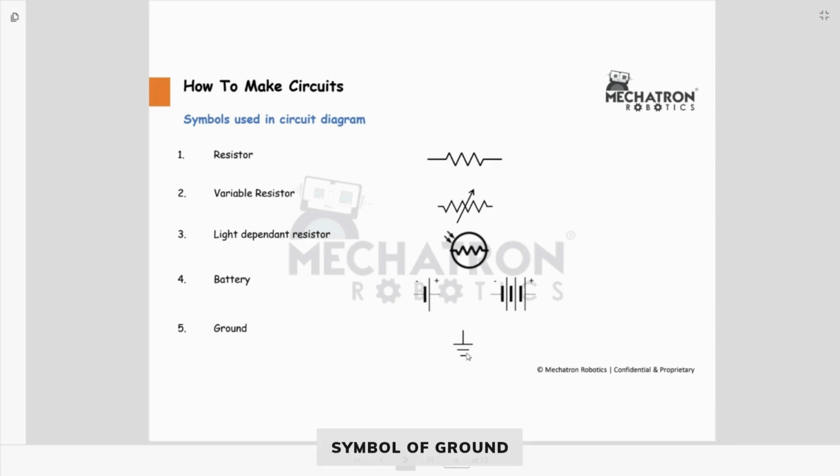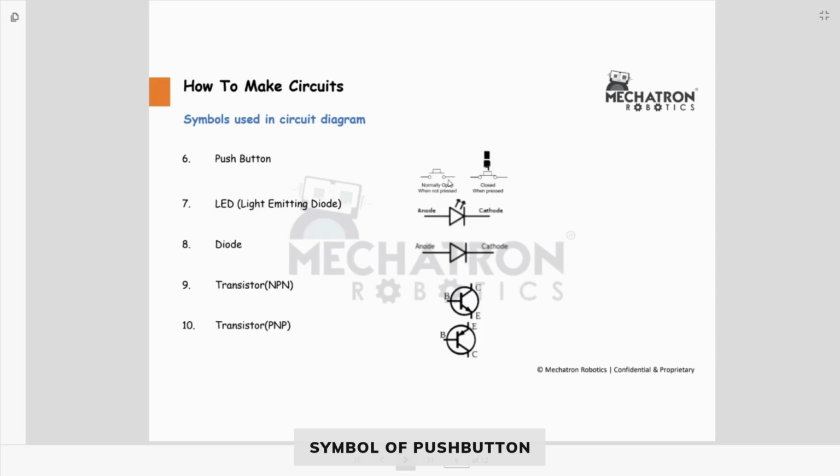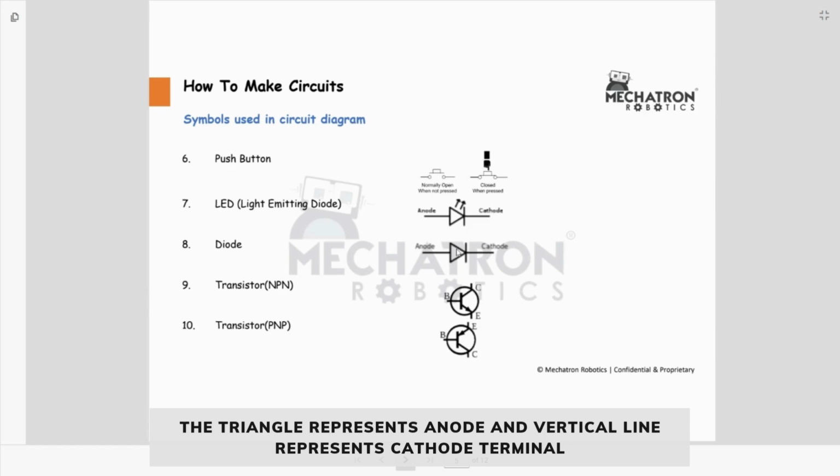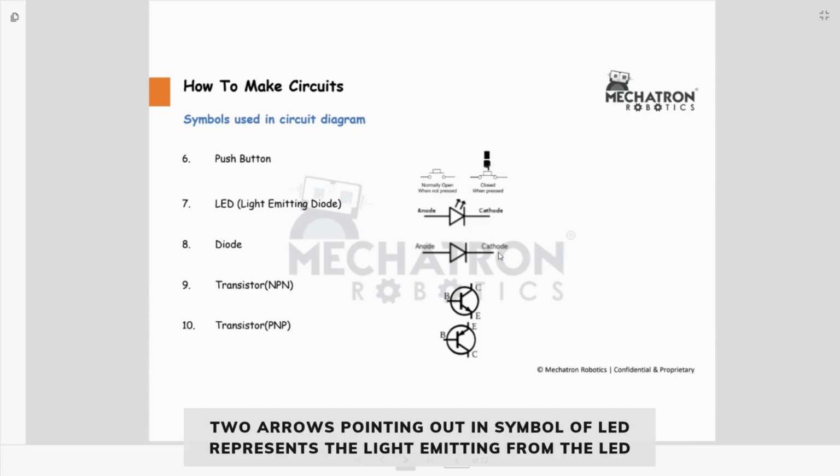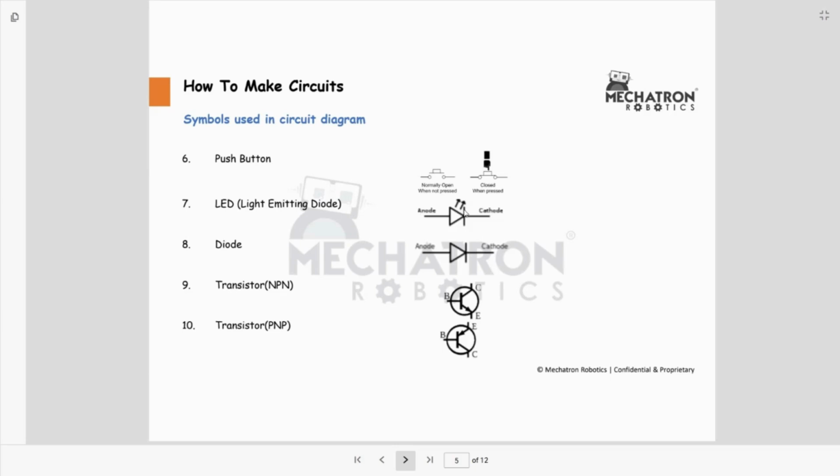Then this is the symbol of a ground. Next, this is the symbol of a push button. This is the symbol of an LED. The third one is the symbol of a diode. If you compare the symbols of the diode and LED, these two symbols are again a bit similar to each other, where this triangle represents the anode and this vertical line represents the cathode terminal. In the LED symbol, there are two arrows pointing outward. These two arrows represent that the LED is going to emit light. So this is about the symbols of the LED and diode.